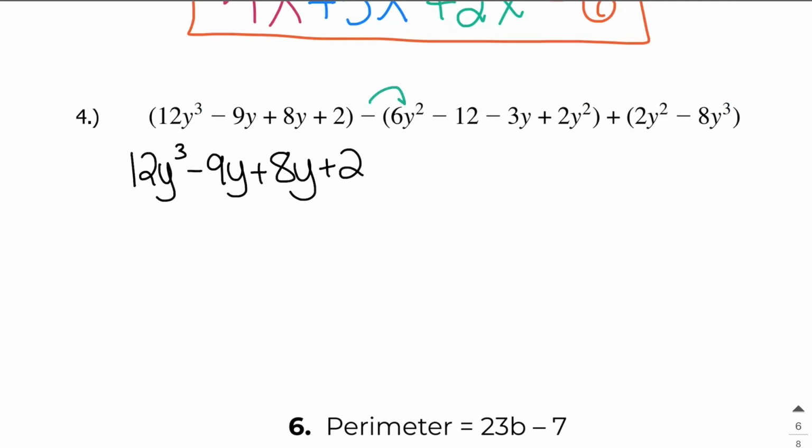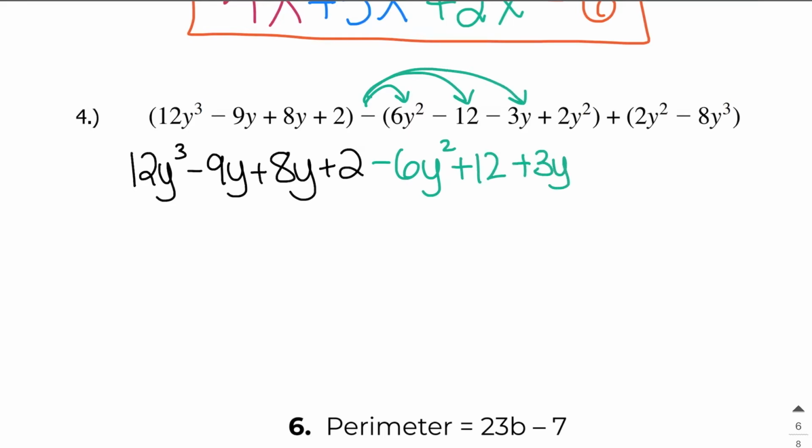Now I'm going to take this negative and I'm going to distribute it through to every single one of these numbers inside of my bracket. So when I distribute it to this positive 6y squared, it becomes a negative 6y squared. When I distribute it to the negative 12, it becomes a positive 12. When I distribute it to a negative 3y, it becomes a positive 3y. And when I distribute it to a 2y squared, it becomes a negative 2y squared. I stop at this point because my bracket has closed. So I'm done distributing the negative. There's nothing else to distribute the negative to.